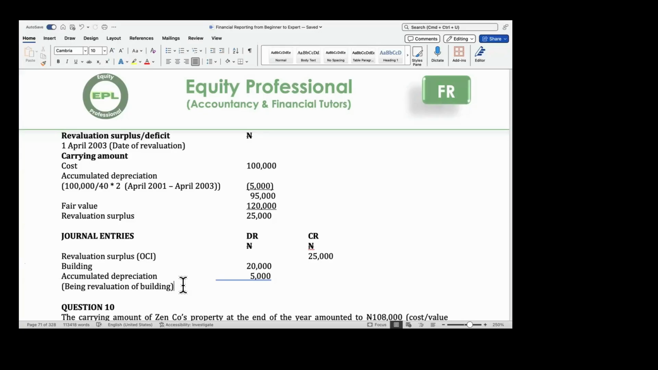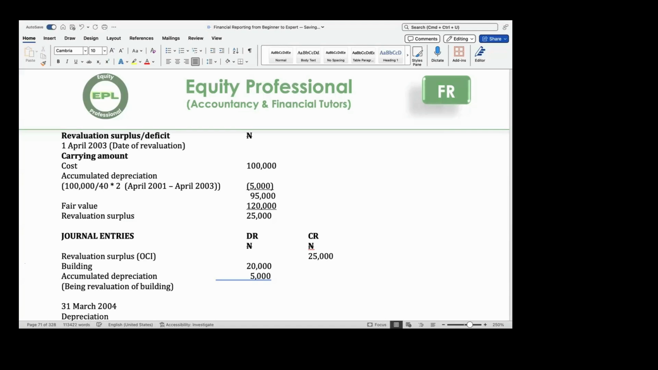Okay, if I may ask you, even though they didn't ask us to do that in this question, now this is the beginning of the third year. So at the end of this third year, which will be 31st March 2004, since the beginning is April 2003, what would be my depreciation for that year?